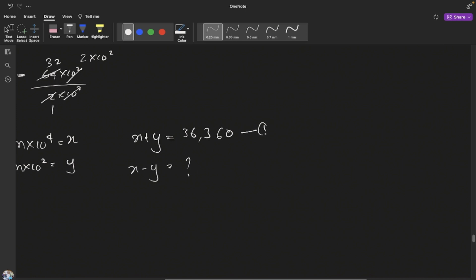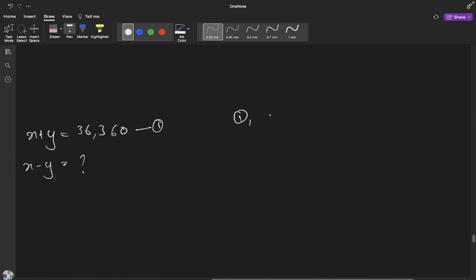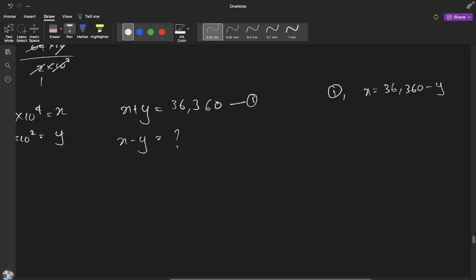Okay, how to do this? If I assume this is equation number 1, I can do something like this. From 1, X is equals to 36360 minus Y. I have brought this Y to the other side and made X the subject. Okay.